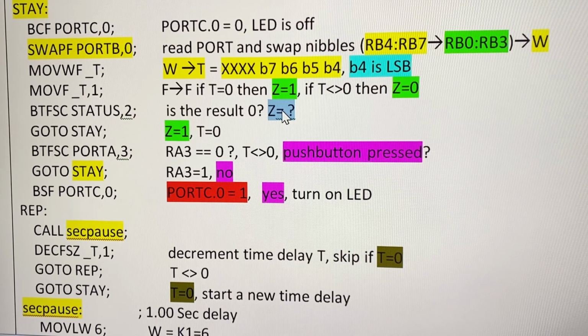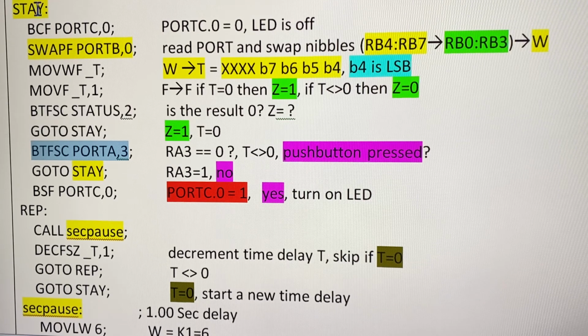Okay, and so if Z is equal to 0, that means that time T is different from 0. So it jumps right here, and now we have to test right here if the user is pressing the push button to start a time sequence. So we have to test port A3 or RA3. So is RA3 equal to 0? If RA3 is equal to 1, okay, go to stay, go back.